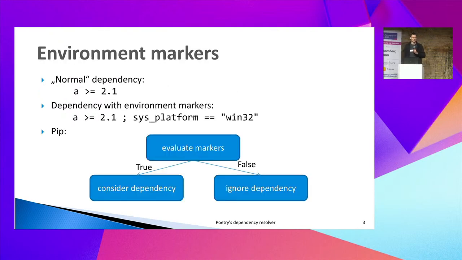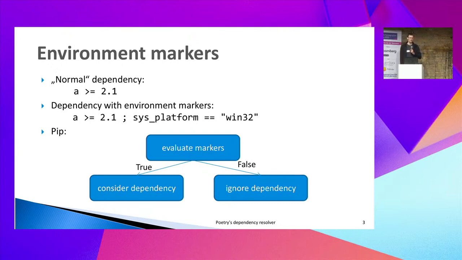So what's so difficult about finding an environment-independent solution? If you only have normal dependencies without any markers, it's not difficult at all, because basically you get the same solution for each environment. However, if environment markers come into play, it's not so easy anymore. If you only want to find an environment-specific solution, like, for example, pip does, it's still quite simple, because you can just evaluate markers by inserting the values for the target environment. And if you get true, you have to consider the dependency, like any other dependency. And if you get false, you can just ignore it.